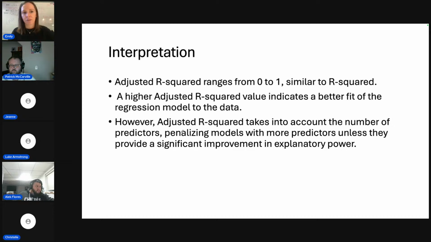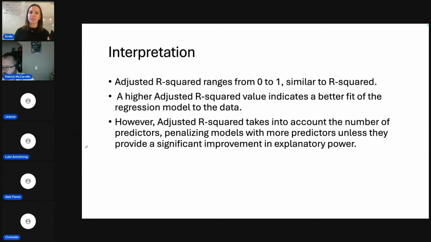It also ranges from 0 to 1, and an adjusted R squared value that's closer to 1 indicates a better fit for your regression model. However, the adjusted R squared value takes into account the number of predictors, so it penalizes you for putting in more predictors, more features that don't provide explanatory power. So if you just keep adding features to your model and they're not really adding a lot of lift, it's just more information with not a lot of value, you're going to get more penalty out of that from an R squared perspective.